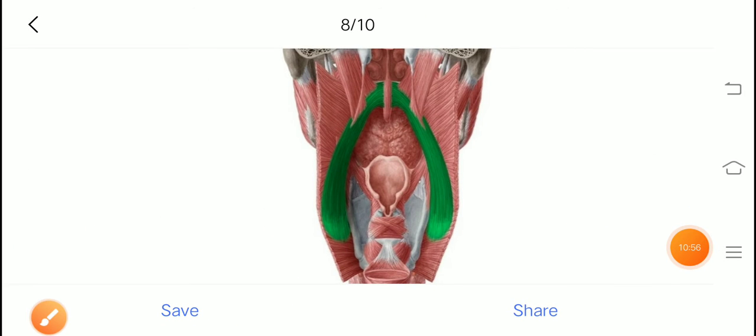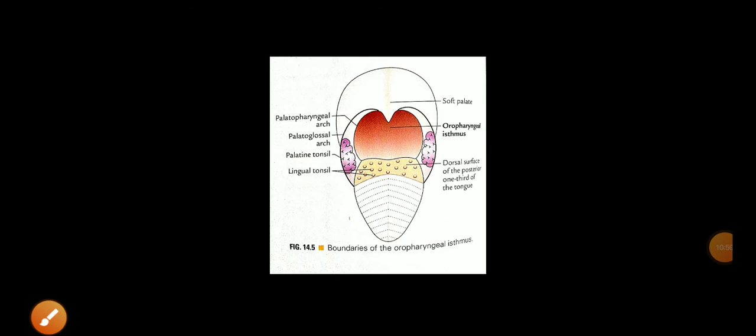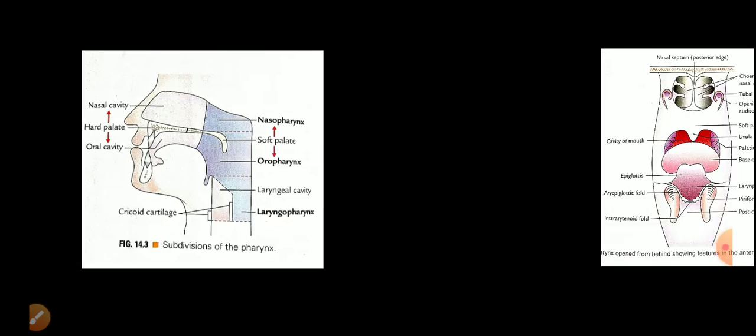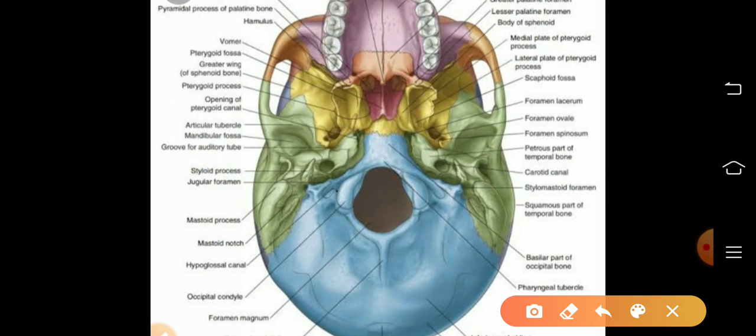And now about the lateral wall. The lateral wall is actually formed by the medial pterygoid plate of the sphenoid. This is the medial pterygoid plate of the sphenoid, this part. And this is the lateral pterygoid plate of the sphenoid. When I'm saying this, you have to visualize it, only then you can learn and understand easily. So the lateral wall is the medial pterygoid plate of the sphenoid.